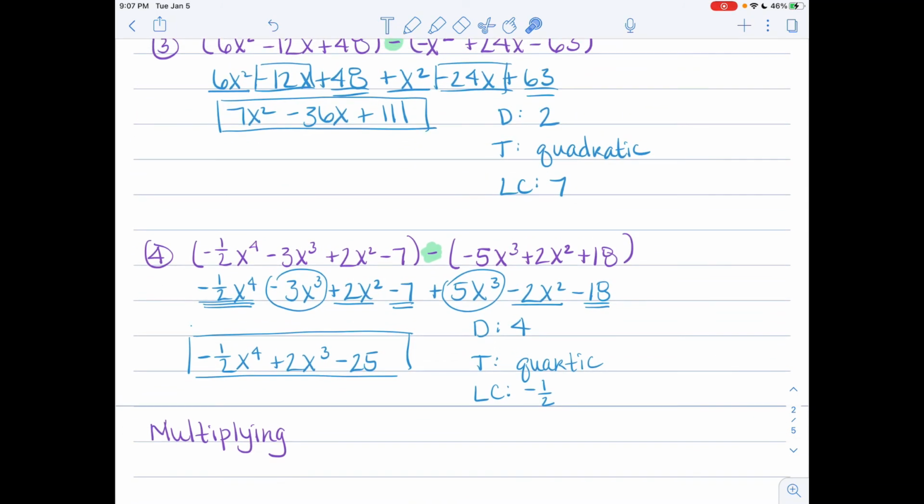Notice that we have a fraction in a coefficient spot. Remember that it's allowed in a coefficient spot both in our original and in our final answer. That's still a polynomial. Remember that it's only the exponent that can't have a fraction in it. So we're going to get a final answer of negative 1/2 x to the 4th plus 2x to the 3rd minus 25. This is a degree 4 because of the 4th power here, which makes it a quartic, and our leading coefficient is that negative 1/2.